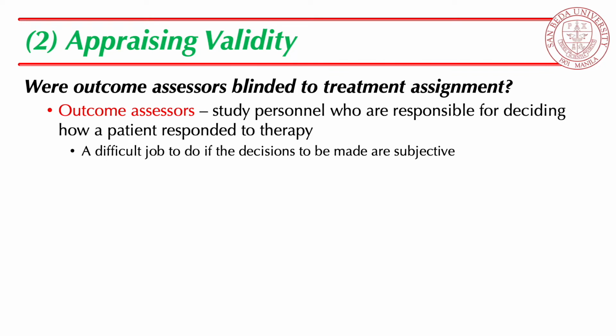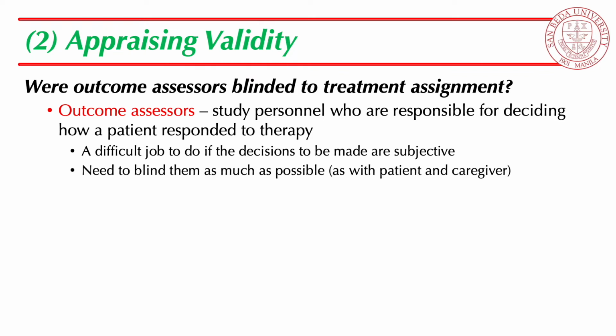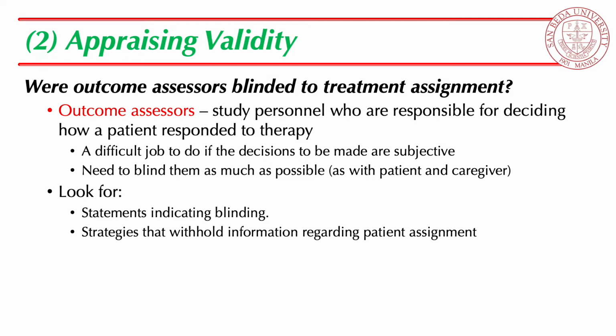Understand as well that because of this component of subjectivity, any decision the outcome assessor makes can be highly influenced by knowledge of treatment assignment. Thus, there is also the need to blind them as much as possible. Now, what do we do or what do we look for in the article? Look for statements indicating blinding in the methodology. Find out as well who is making the assessment for the outcome, whether it is the investigators themselves or an independent group of outcome assessors. Likewise, look for statements that describe strategies that withhold information regarding patient assignment.